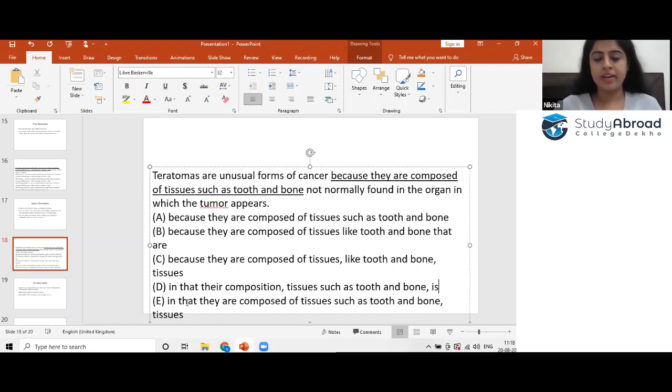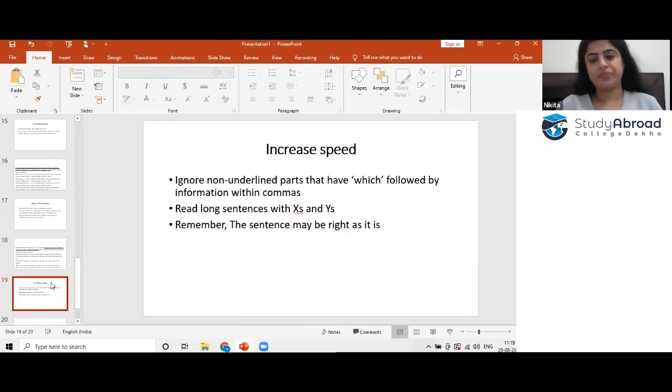Let us plug it in. Let us read the full sentence by putting E as the correct option. It says: these are unusual forms of cancer in that they are composed of tissues such as tooth and bone, tissues not normally found in the organ where the tumor appears. So this is the right answer.